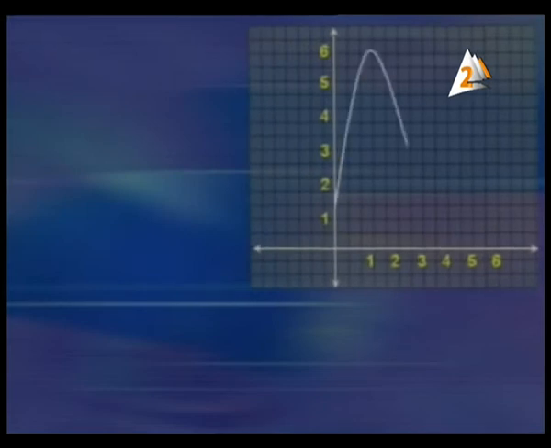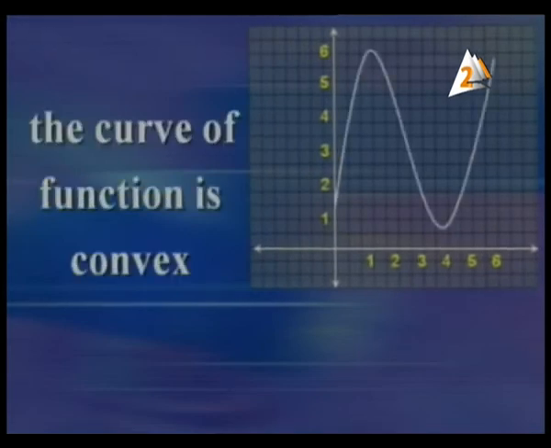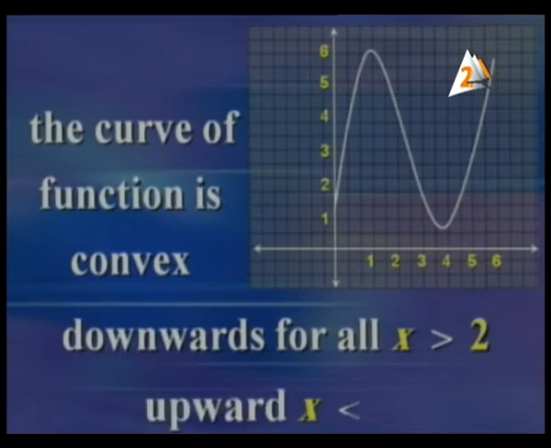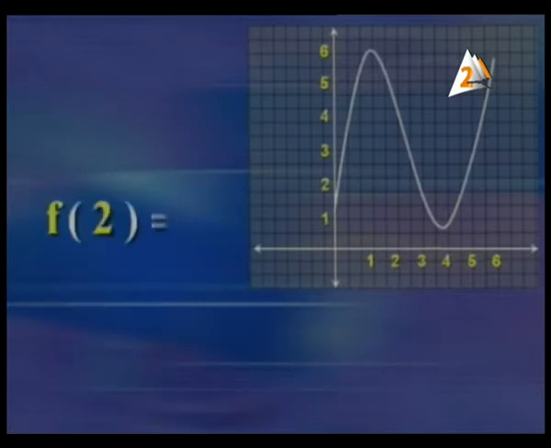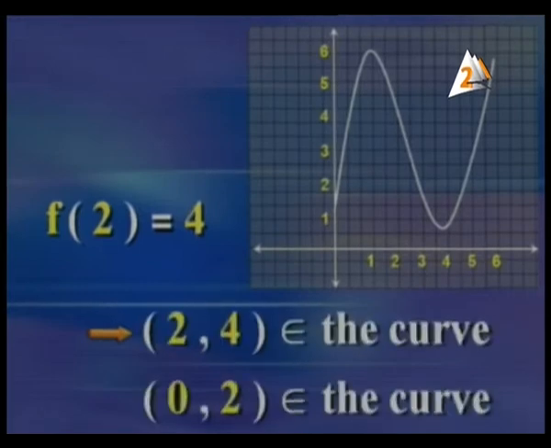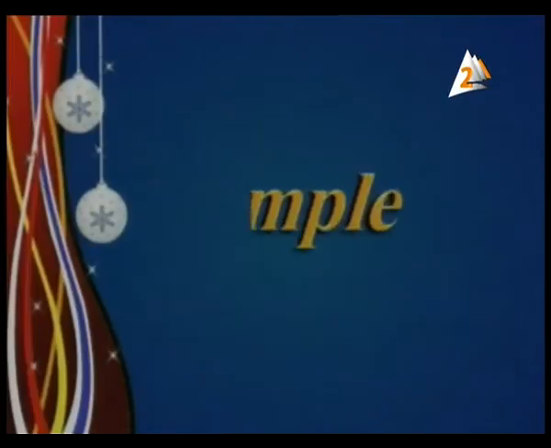Look at the graph, dear student. We have more points. The curve of the function is concave downward for all x bigger than 2 and upward when x is smaller than 2. F of 2, dear student, equals 4. (2, 4) belongs to the curve. (0, 2) belongs to the curve.